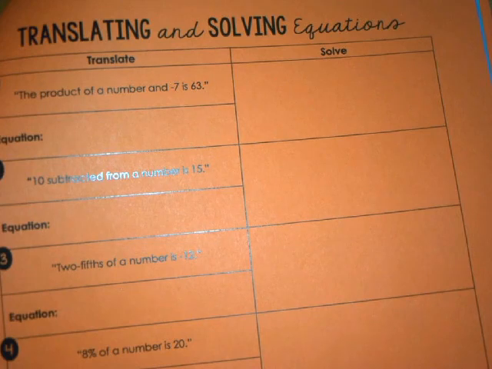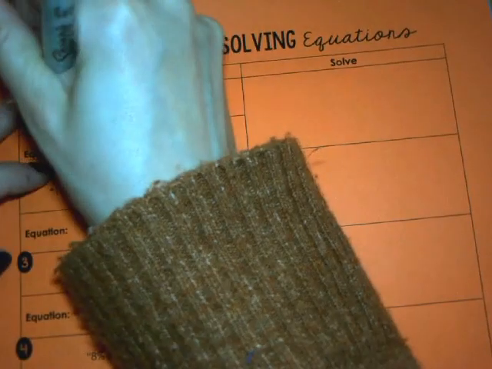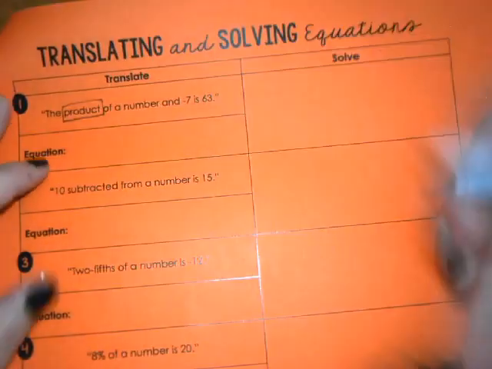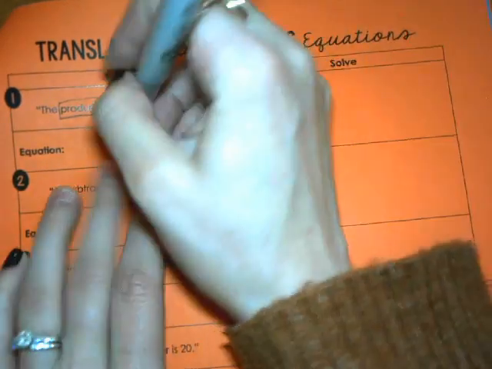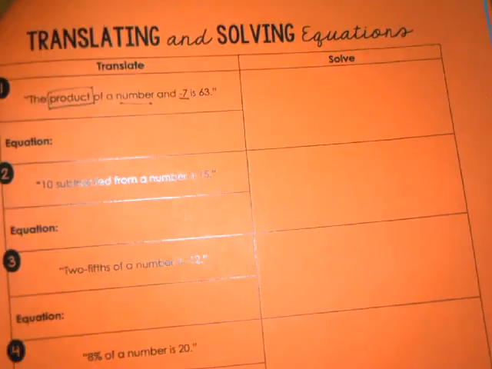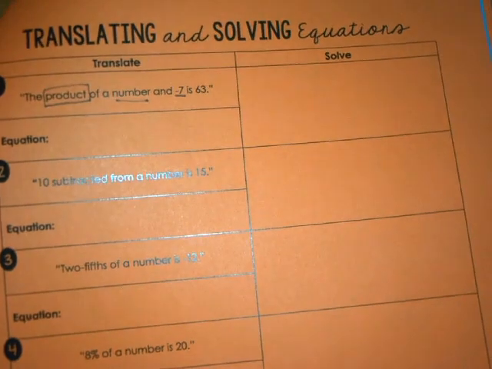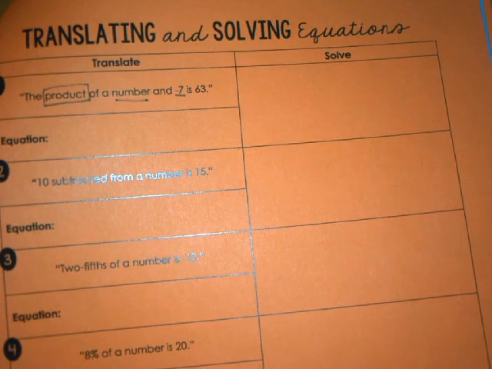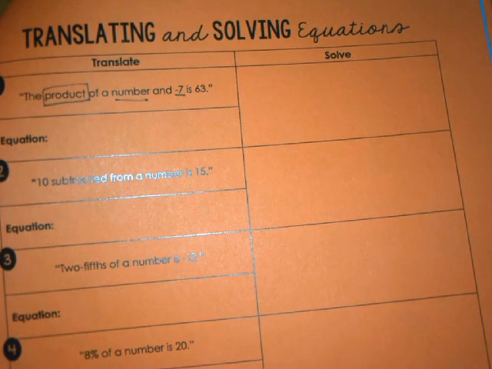We talked about keywords. What's the keyword you see in this sentence? Product. What does product mean? Multiply. And what am I multiplying together? A number and -7. What does number mean? Variable. Do I care what variable you choose? No, you can pick any variable you want. So I am multiplying together a variable and -7. I don't care how you write that as long as you're telling me that it's a variable times -7.